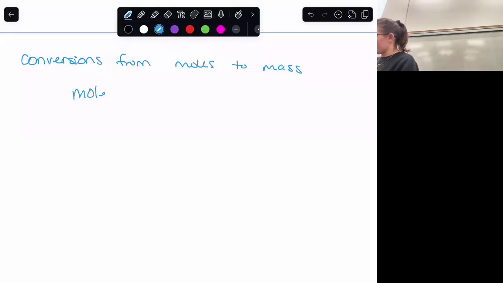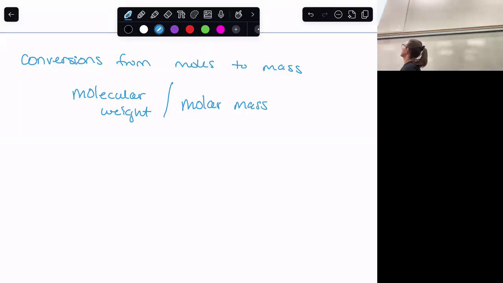We can have molecular weight or molar mass. All right, these are going to be interchangeable. It doesn't really matter what you call it. Both of them are the same thing. All right. What is our unit if we talk about the molar mass of something? Right, so your molar mass is going to be in grams per mole.